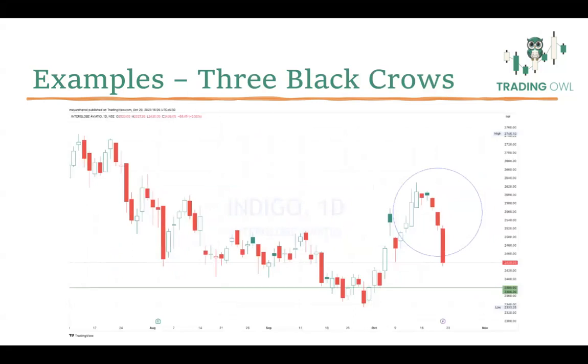This is Indigo recently. Yesterday's candle confirms the three black crows. However, this is at a support line. Clearly the stock is weak, but does it take support at the support line or break that and fall? Time will tell.